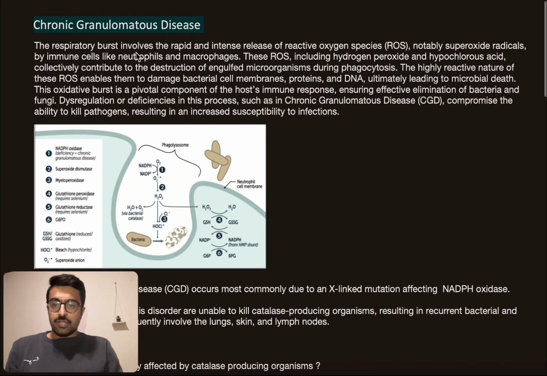So the respiratory burst involves the rapid and intense release of reactive oxygen species, notably superoxide radicals, by immune cells like neutrophils and macrophages. These reactive oxygen species, including hydrogen peroxide and hypochlorous acid, collectively contribute to the destruction of the engulfed microorganisms inside the phagolysosome during phagocytosis.